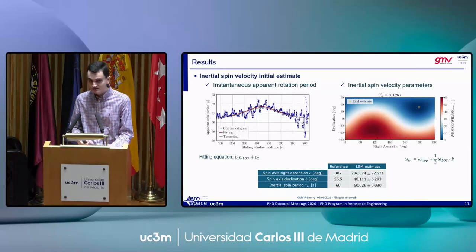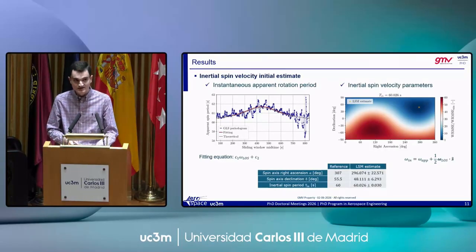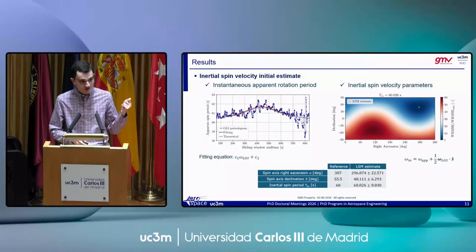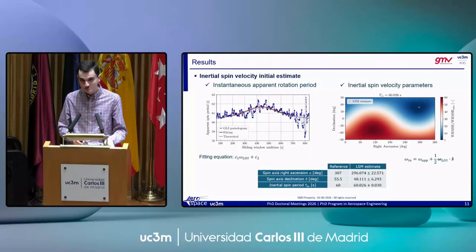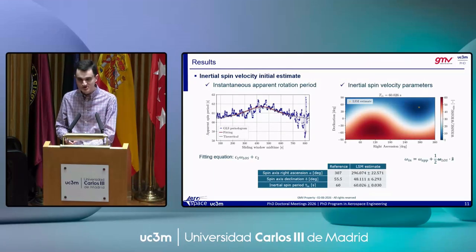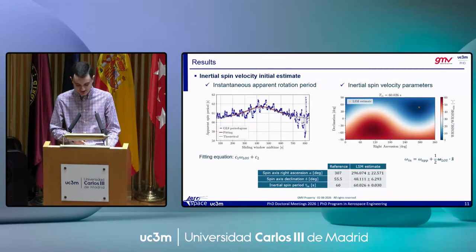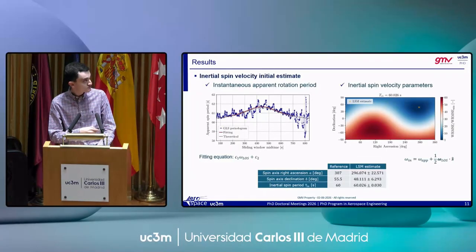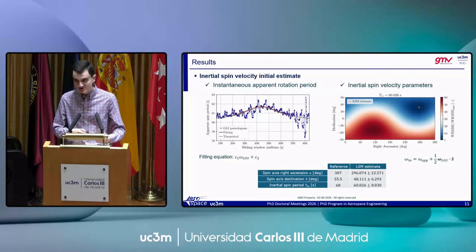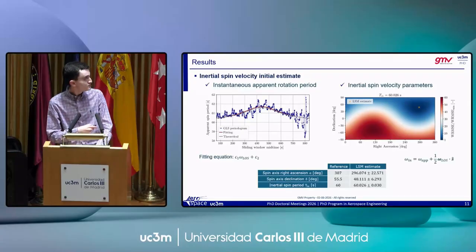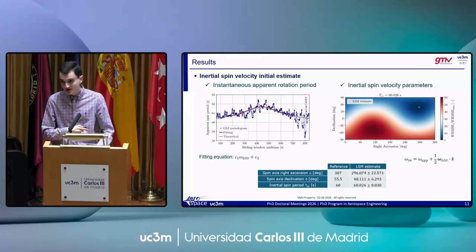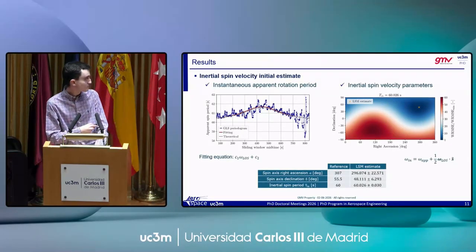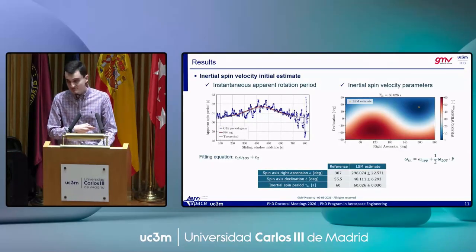Here we can see the initial estimation of the inertial spin velocity. In the left plot, we can see the evolution of the instantaneous apparent rotation period. And this instantaneous rotation period is used in this equation to estimate, with a least squares method, the inertial spin velocity parameters, the spin axis orientation angles, and the model of the inertial spin velocity or the spin period.